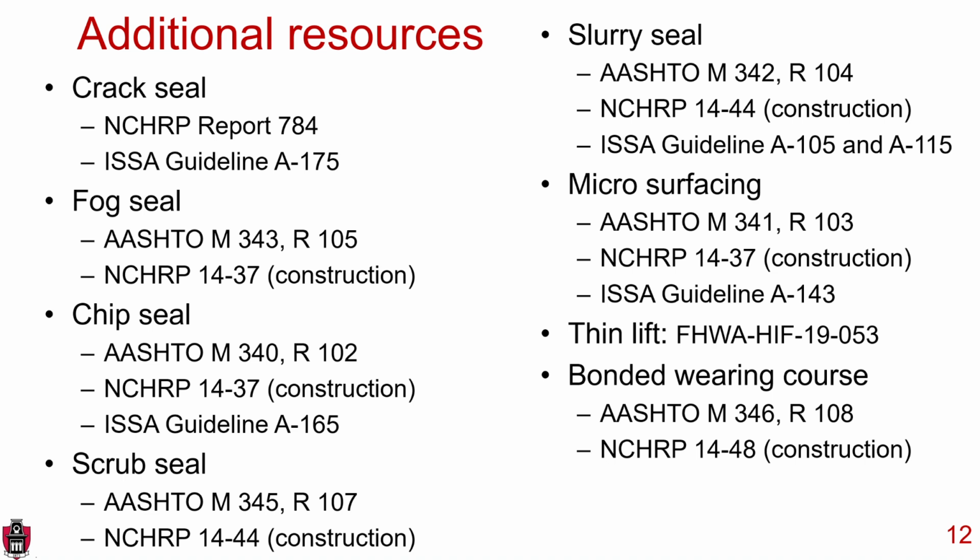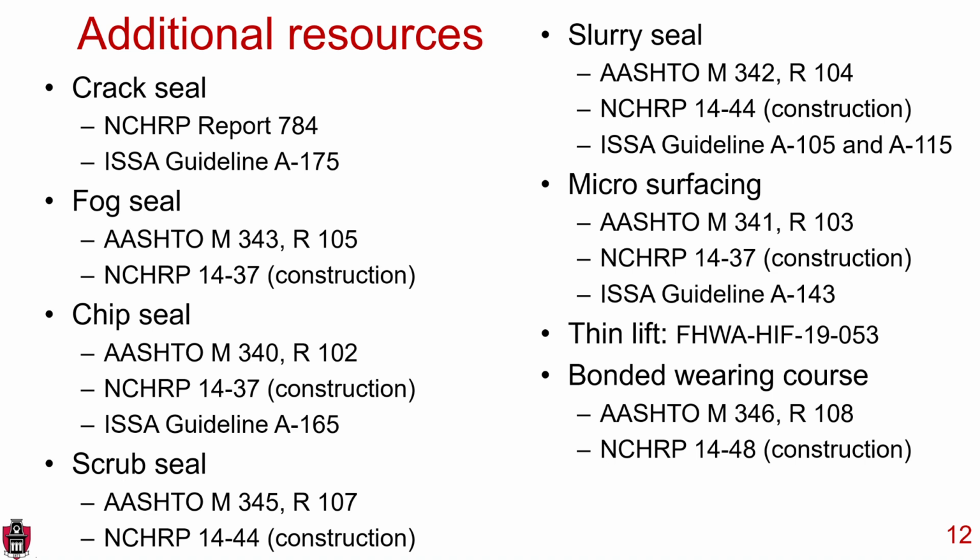You got to go to the right website. For the ISA documents, go to slurry.org. For the NCHRP documents, Google that NCHRP report number or project number. You should be able to find it. But the AASHTO documents you do need to pay for if you do not subscribe to them.